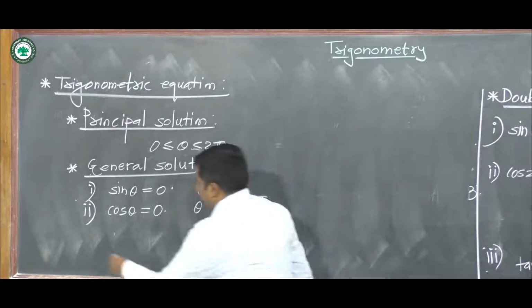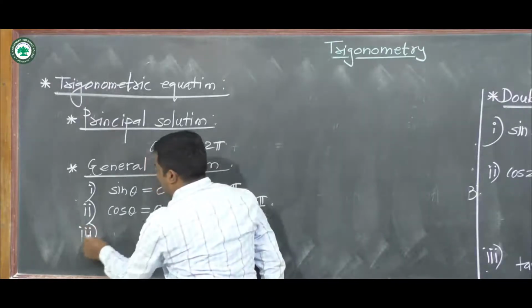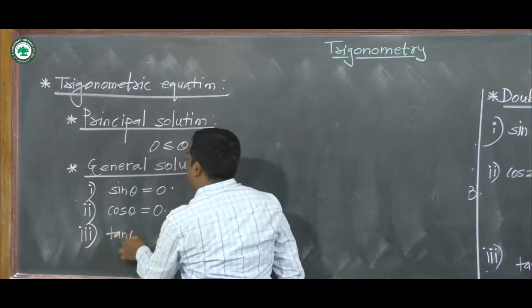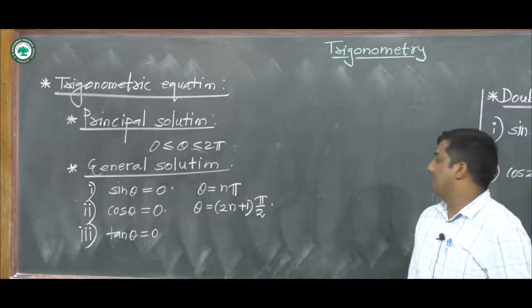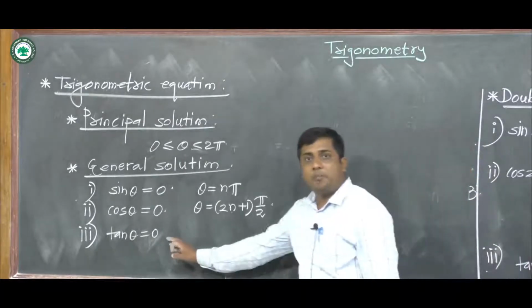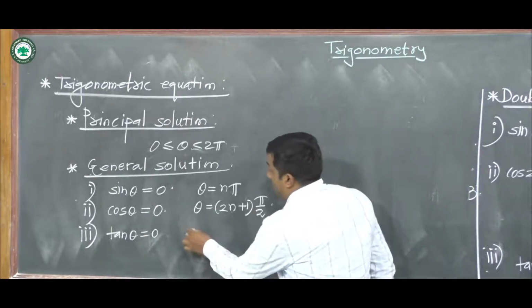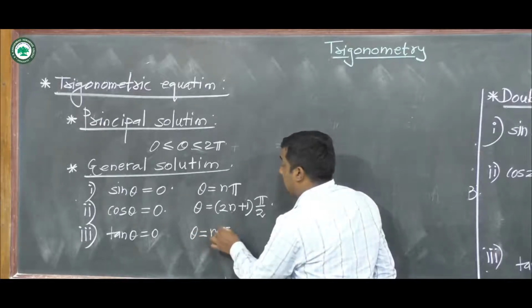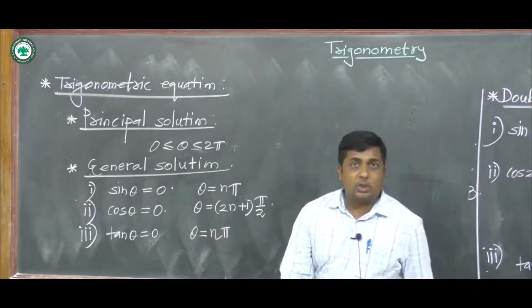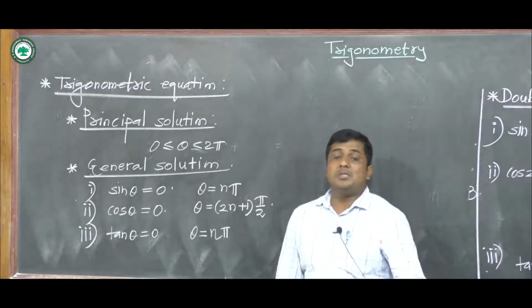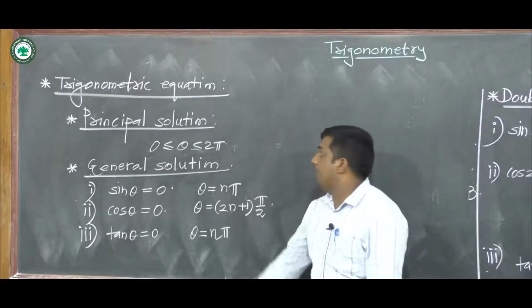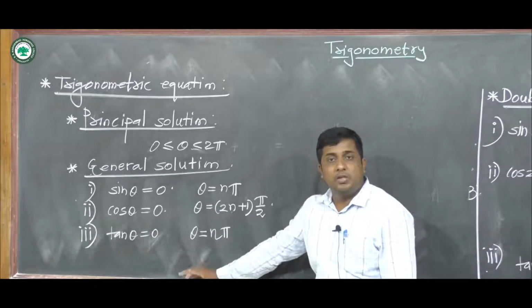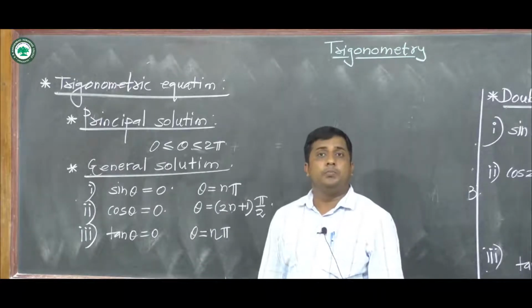Then in the third we consider tan theta is equal to 0. If we have this type of trigonometric equation, our general solution is theta is equal to n pi. Here also n belongs to Z. So remember these three also.